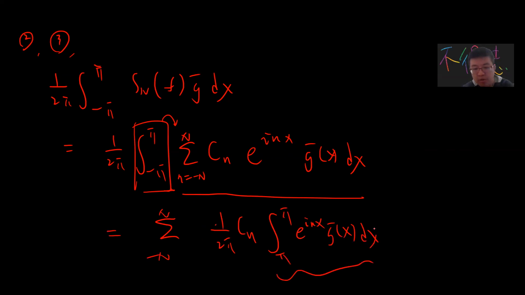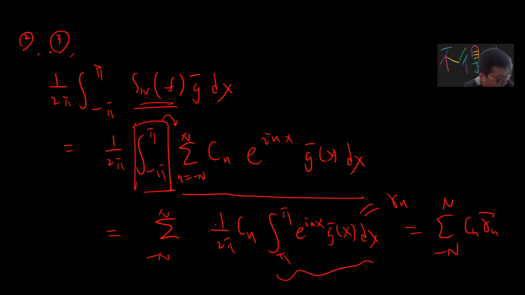Okay, then by the orthogonality, this guy is going to be gamma n, right? So this becomes the sum from negative n to n of Cn gamma n. Okay, and I guess you can take n goes to infinity. Okay, so up to now we are very close. The final ingredient is the Cauchy-Schwarz.